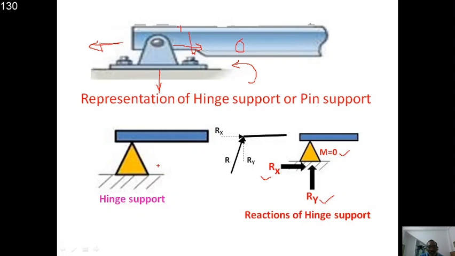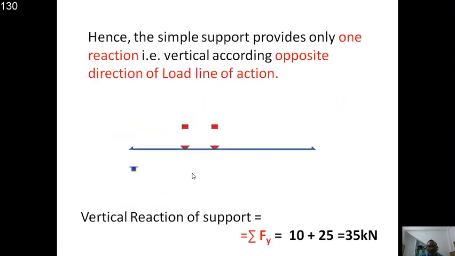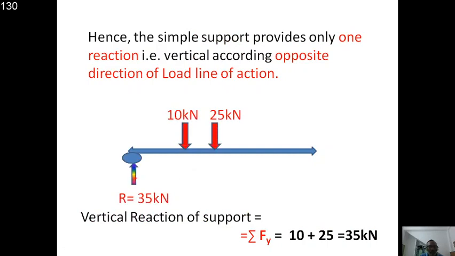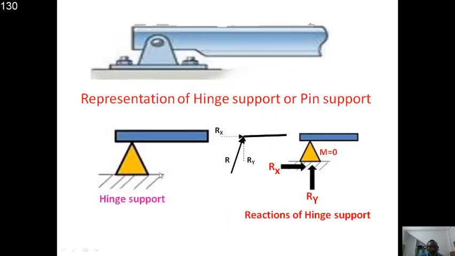The symbol for that is a triangular symbol. And for the simple support, what is the symbol? This is the symbol. For the simple support, this is the only symbol of the support. Whereas for the hinge support, the symbol is a triangle. That support offers only two resistances, one horizontal and one vertical, but the moment is zero. Mind it, the moment about the hinge point is 0. Hence, it cannot offer any resistance against moment.